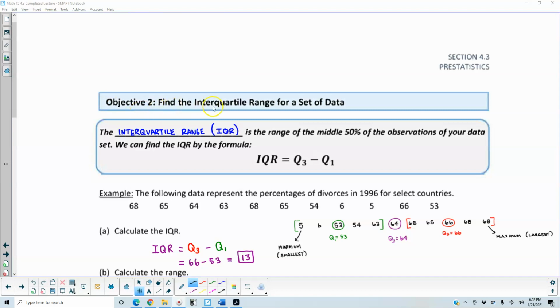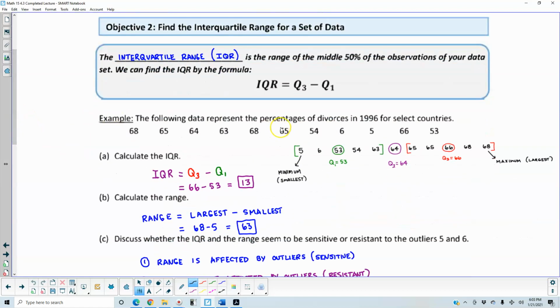Objective 2. Find the interquartile range for a set of data. The interquartile range, which is also abbreviated as IQR, is the range of the middle 50% of the observations of your data set. We can find the IQR by the formula: IQR is equal to quartile 3 minus quartile 1.